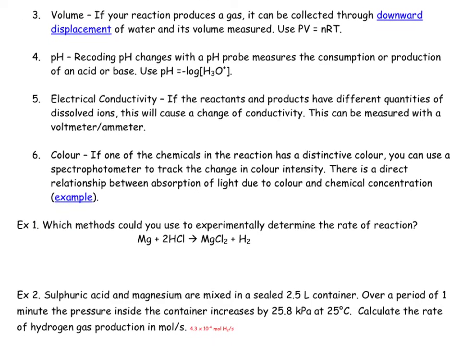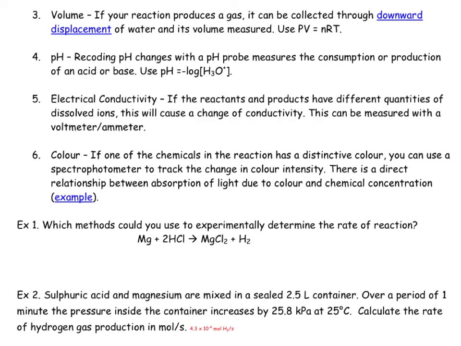Another way to track if chemicals are appearing or disappearing is by using a pH meter. Recording pH changes over time with a pH probe measures the consumption or production of an acid or a base. You can then find the molar concentration of hydronium, H3O+, by using this equation. pH equals the negative log of the hydronium ion concentration in moles per liter. We'll be using this equation more extensively in the next unit.